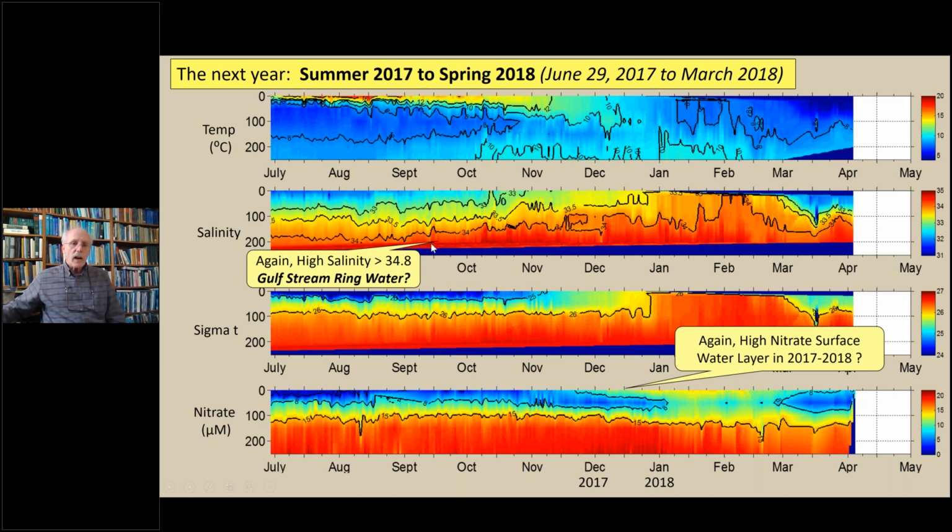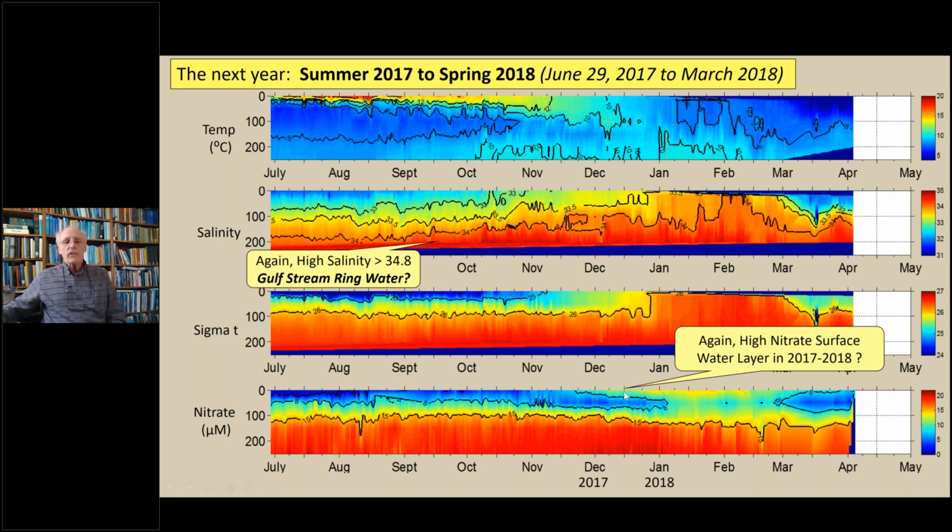First of all, again, we see high salinity water coming in at the bottom in the fall, and very high, 34.8. Had never seen salinities this high, by the way, in the interior Gulf of Maine. Northeast Channel, yes, but never inside in Jordan Basin here. And we see the same phenomenon of a high nitrate layer overriding the 50.